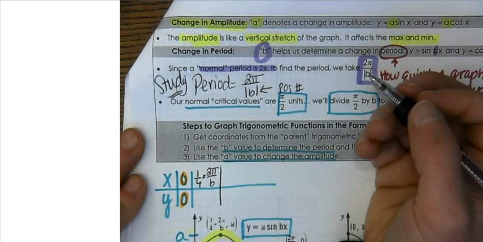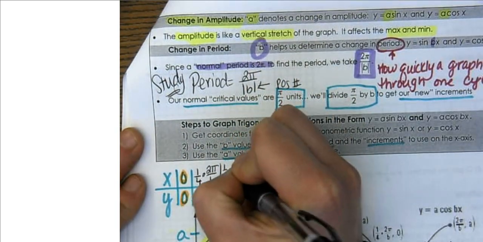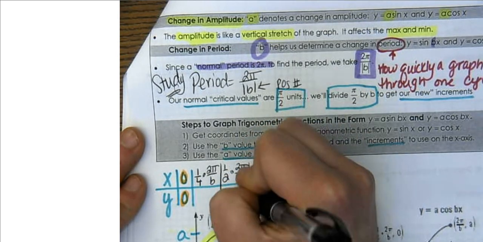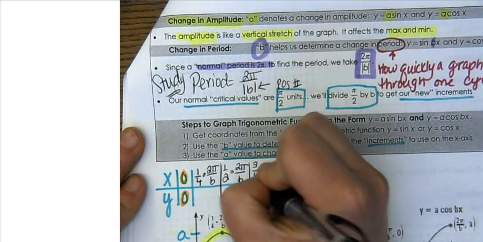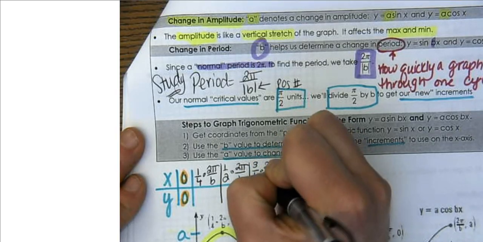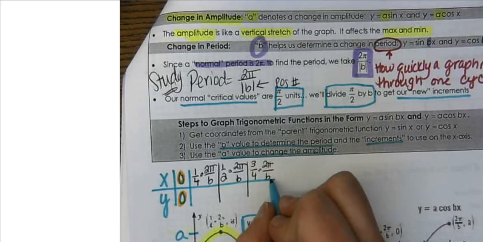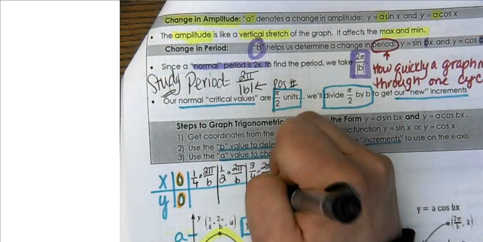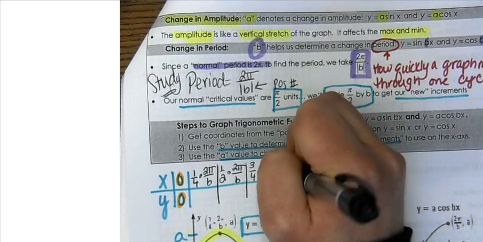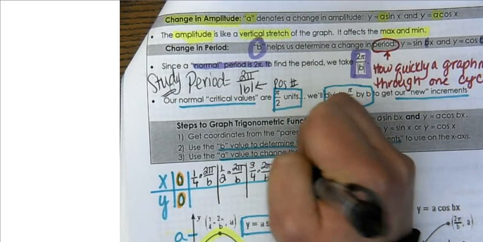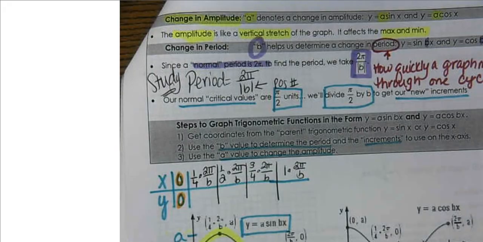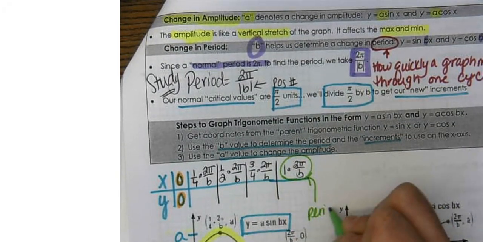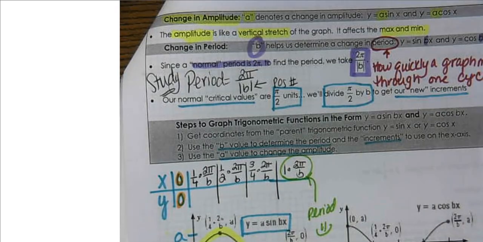And then the next x value will be 1/2 times our period of 2 pi divided by b. And then it'll be 3/4 times 2 pi divided by b. And then our last ordered pair is going to come from 1 times 2 pi divided by b. You know you did this correctly if that last x value is indeed your period, so whatever period you calculated it to be.